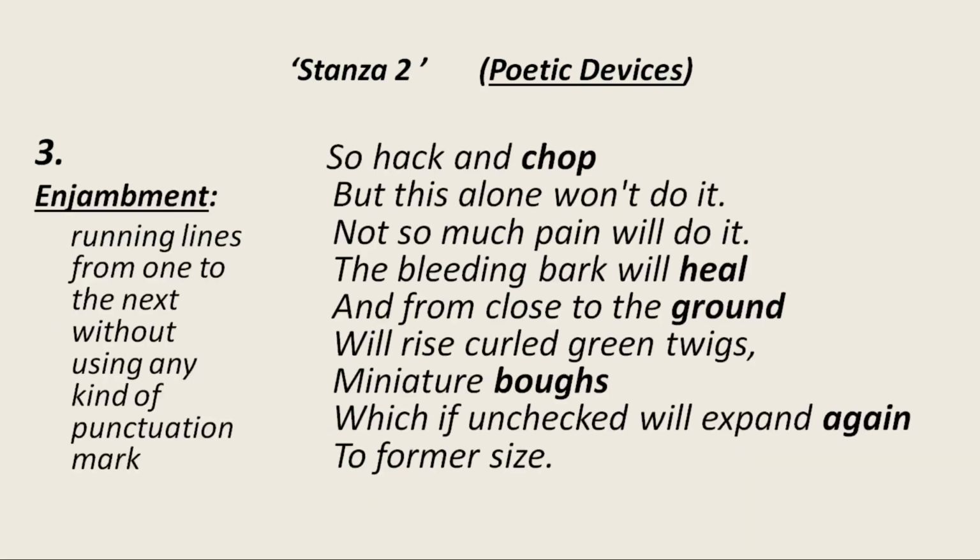Again, enjambment has been used. It is very simple to find a trace. As you can see, the bold words chop, heel, ground, bows. Again, after all these lines, no punctuation mark has been used. So this poetic device is called enjambment, when there is an absence of punctuation mark.